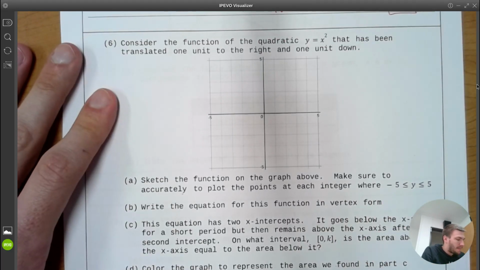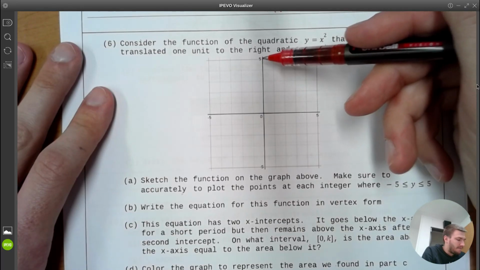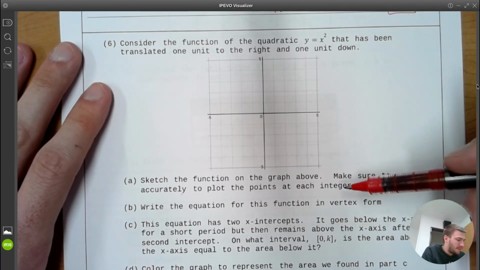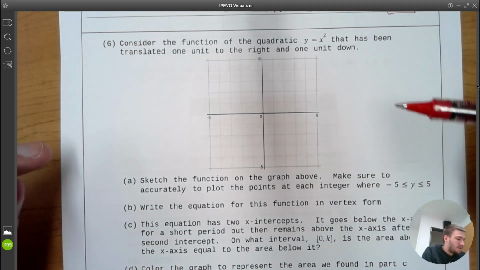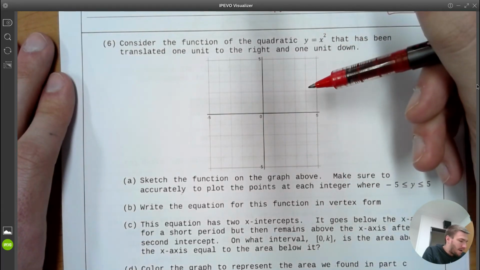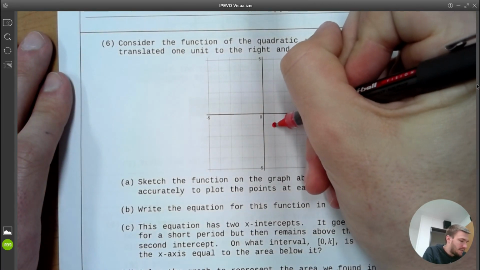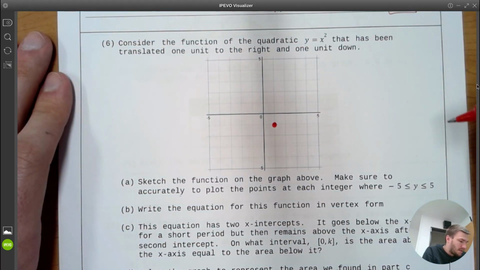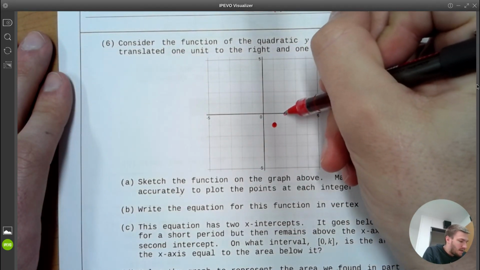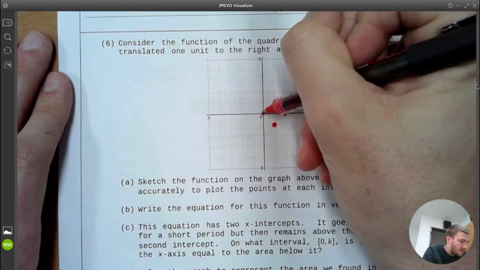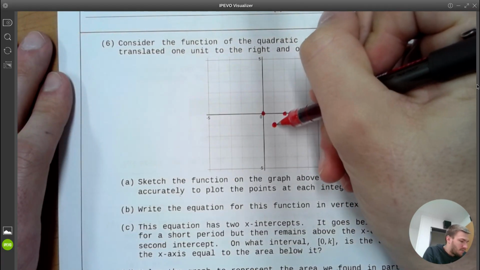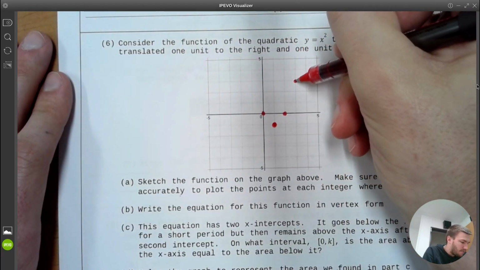Okay. So that's -5 to 5. It just means to plot the points accurately. I know I need to go to the right one and down one, which means that my vertex will be here. And then over 1, up 1, over 2, up 4.